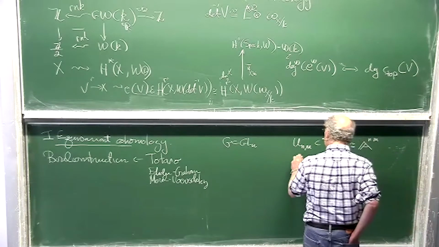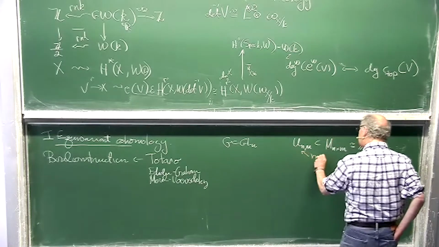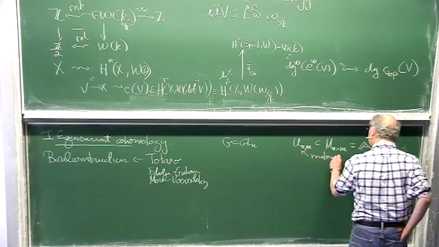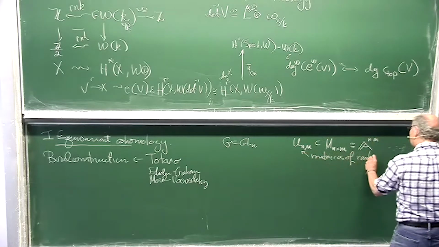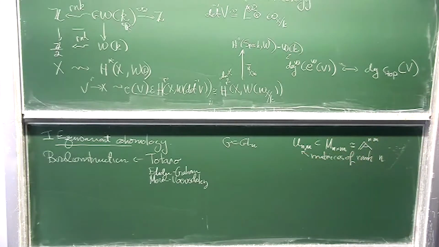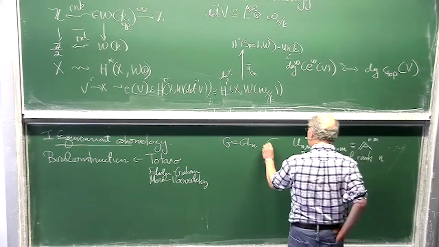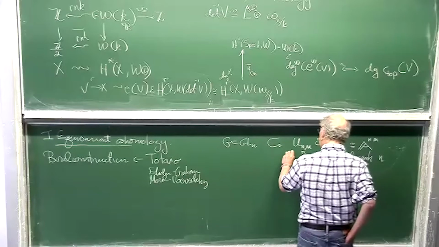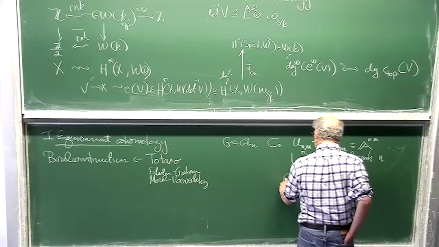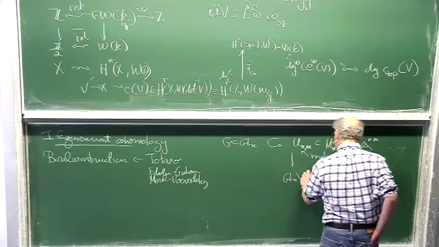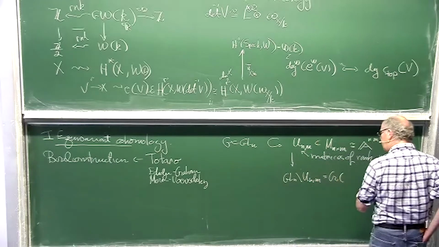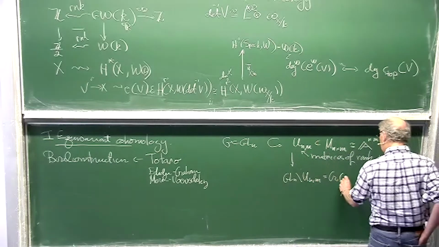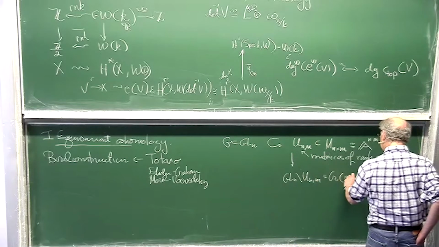And inside of here, this is just the matrices of maximal rank. Well, let's say of rank n. So if m is less than n, this thing is empty. And GL_n acts on this thing. And of course, when you take the quotient, this is just the Grassmannian of n-planes in m-space.